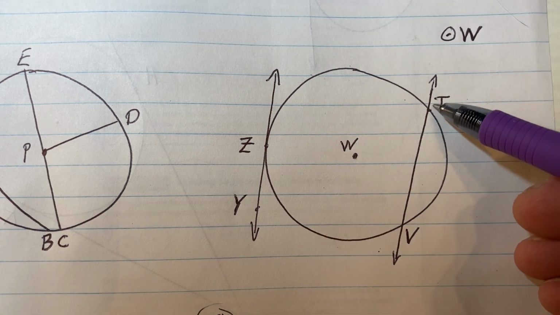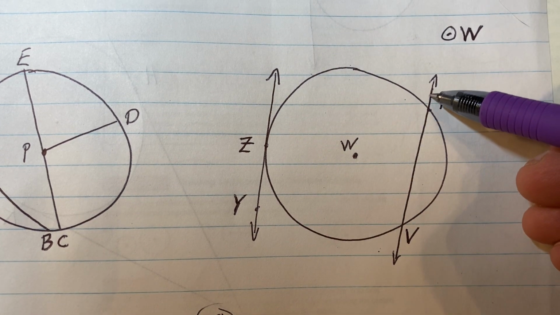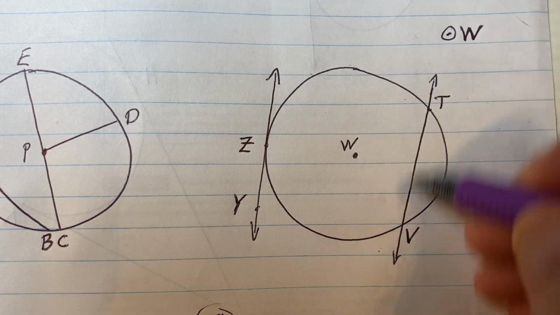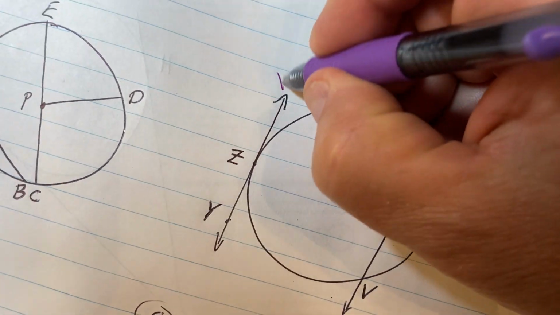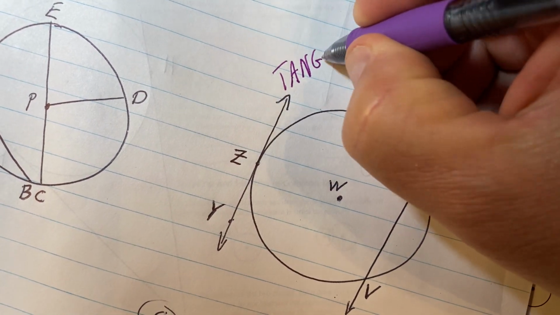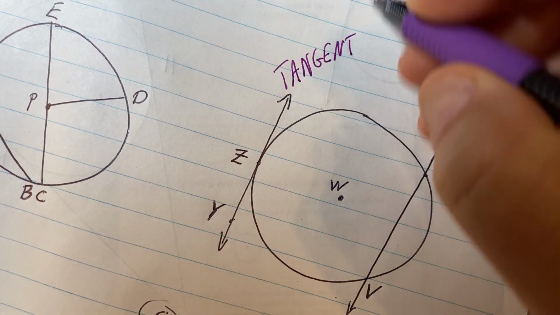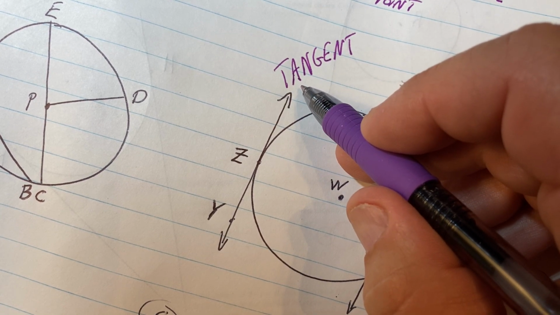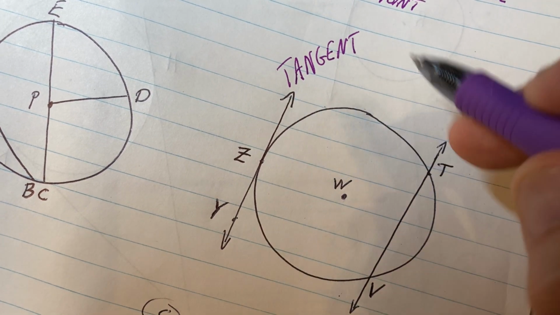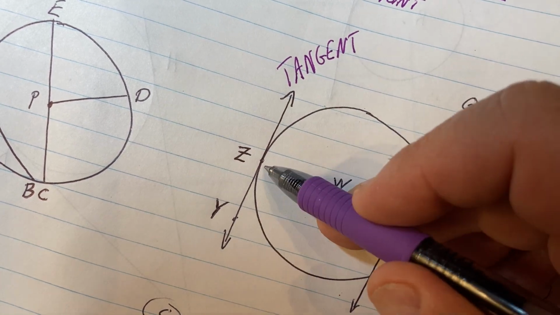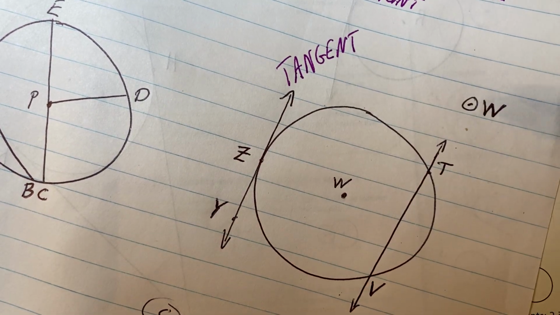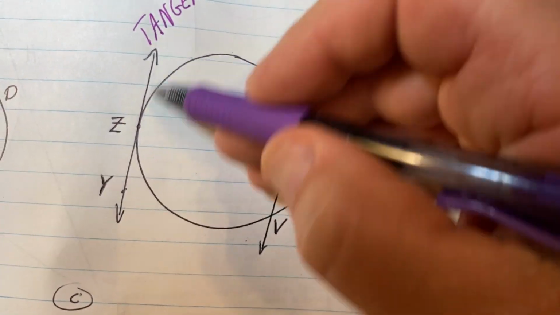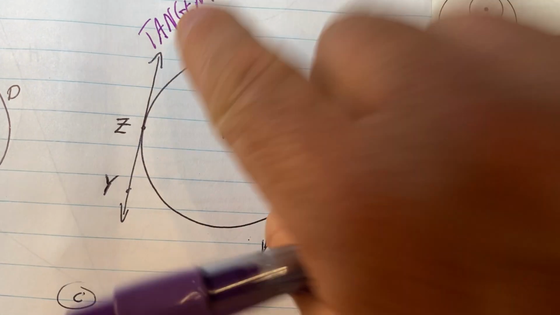This one right here, line TV, is a line that intersects the circle twice. That's called a secant. This is a tangent. Wait, what? Last chapter, tangent meant something else. Opposite over adjacent. You're right. Now, this line is tangent to the circle. Same word, different meaning. I know. So a line that intersects the circle once is called a tangent.